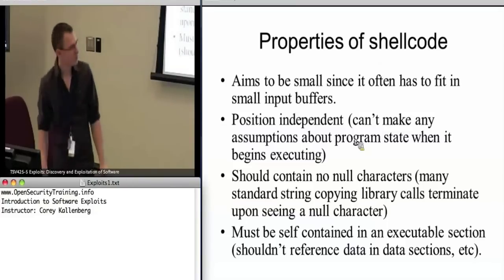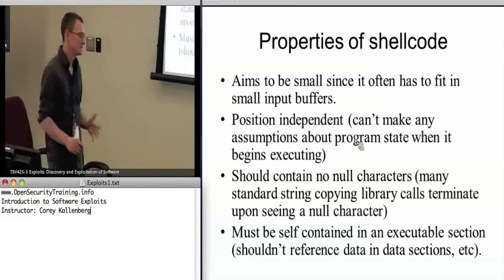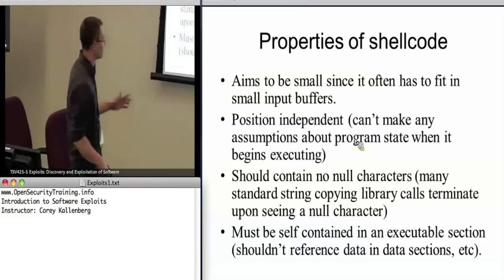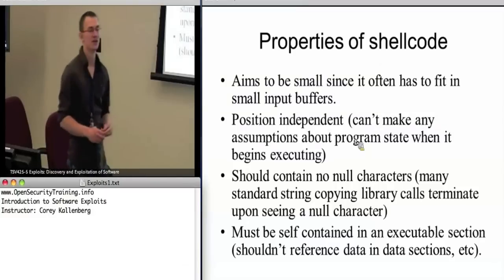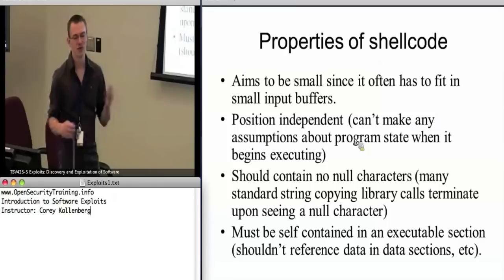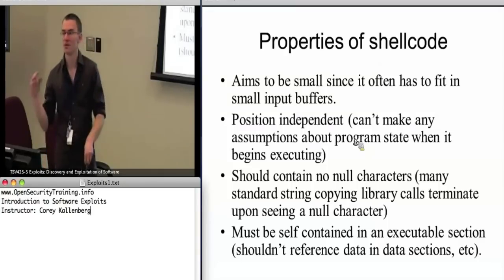This last point is kind of the same as position independent, which is basically to say we can't have any hard-coded absolute addresses in our shellcode, because they're probably going to end up being bogus in the victim process address space that our mini program is injected into.